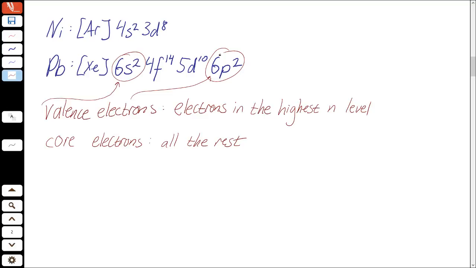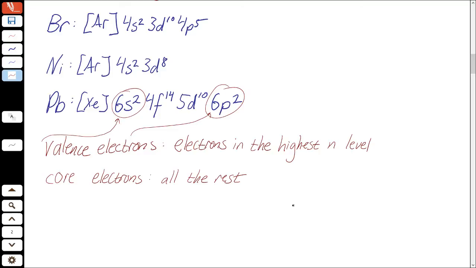And all the rest of the electrons, all the ones in xenon and the 4f and 5d, we would call the core electrons. Sorry, valence electrons are the outermost. Sometimes those are called the outermost level because we know that the n level also means that they're furthest away from the nucleus. So there would be 4 valence electrons, 6p2 and 6s2. Is that what you're saying?